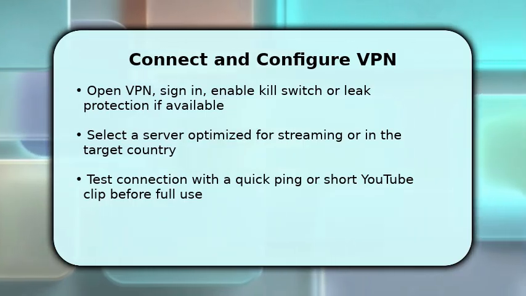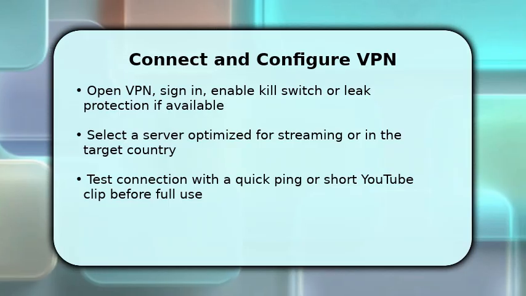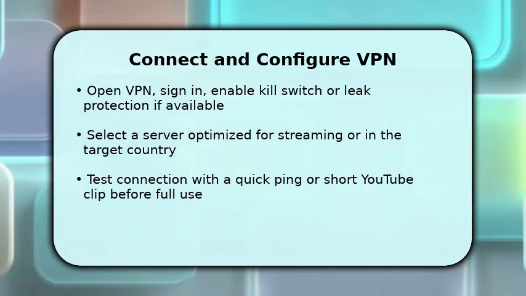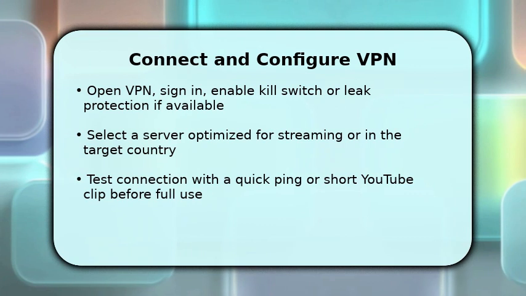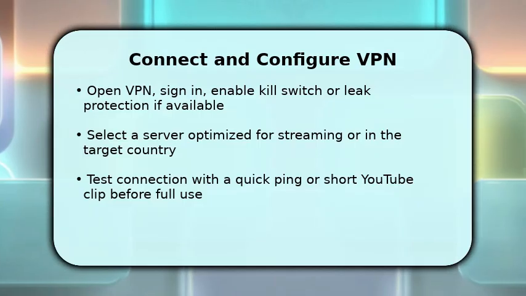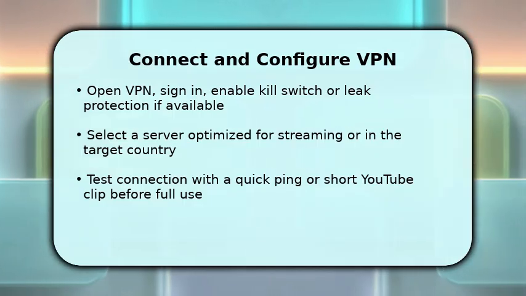Once connected, verify your public IP and run a quick ping or open a short YouTube clip to check bandwidth and playback. If video loads and latency is acceptable, you're ready to watch normally with the VPN active. Finish by launching YouTube and confirming the desired content is accessible.